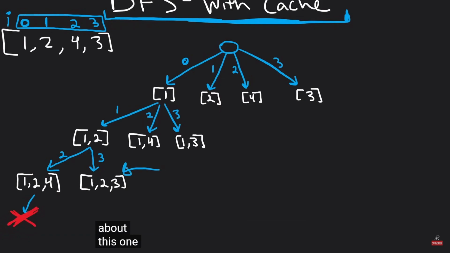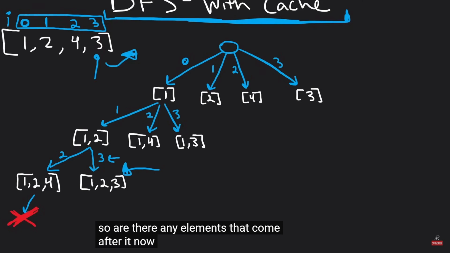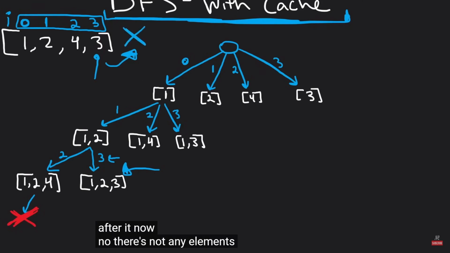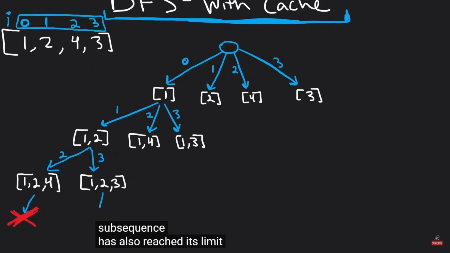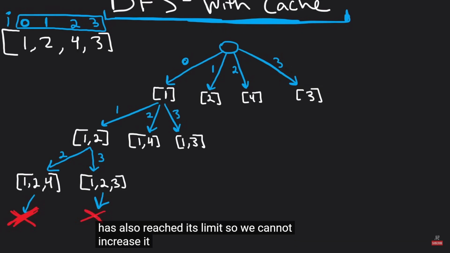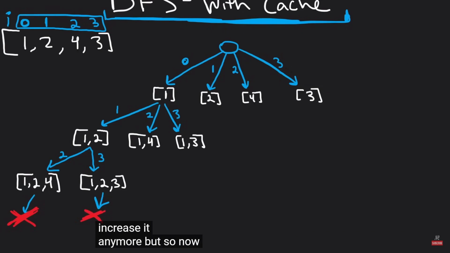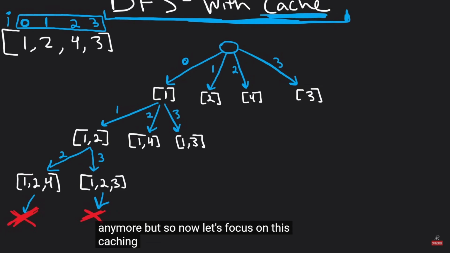What about this one? Well, it stopped at index 3, which was over here. So are there any elements that come after it now? No, there's not any elements. So this subsequence has also reached its limit. So we cannot increase it anymore. But now let's focus on this caching part.